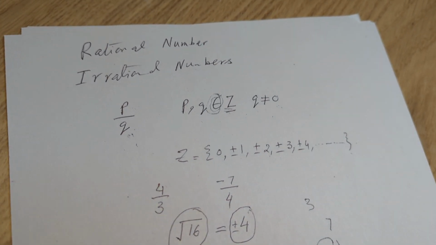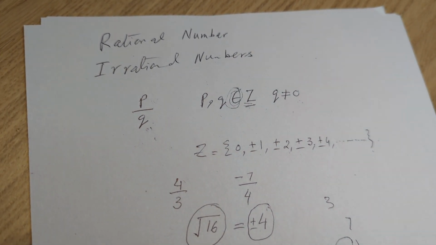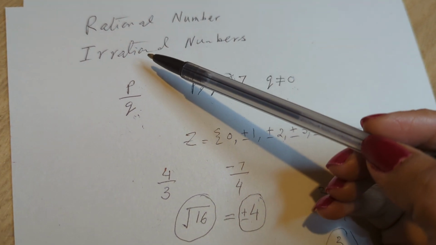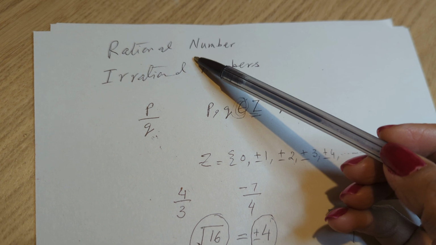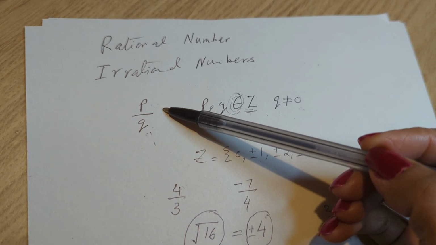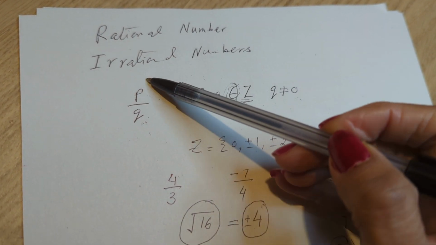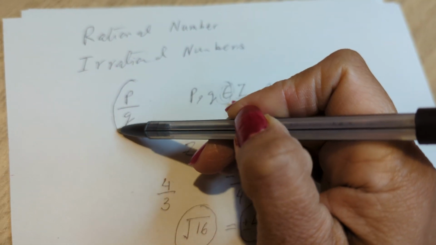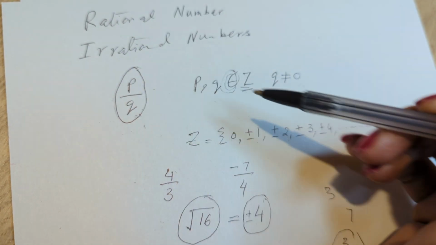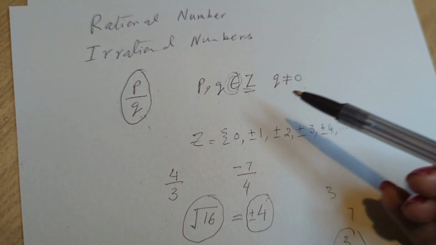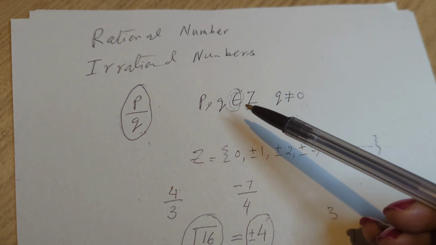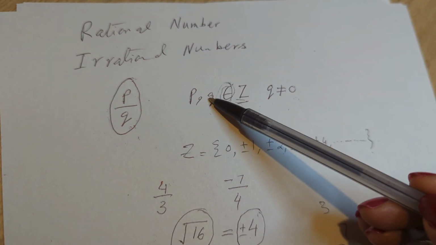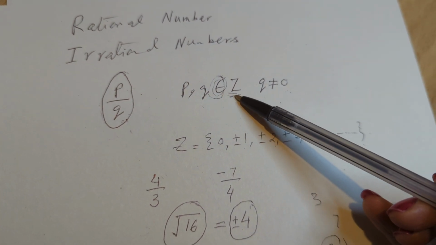In this video, we will learn about what rational numbers and irrational numbers are. The definition of a rational number is that any number which can be written in the form P over Q, a fractional form, but there are two conditions which must be fulfilled. One condition is that P and Q belong to Z.